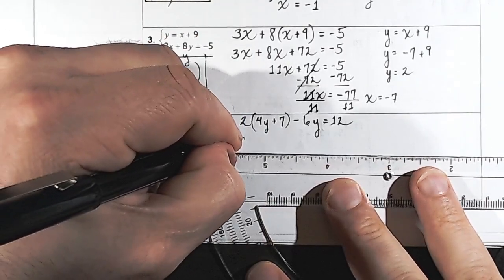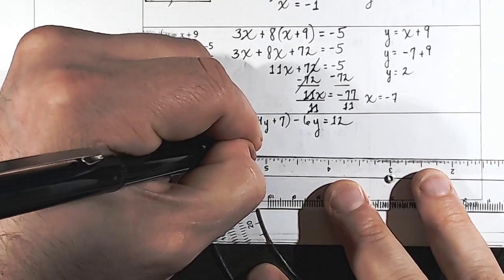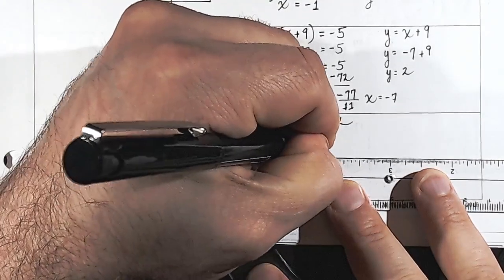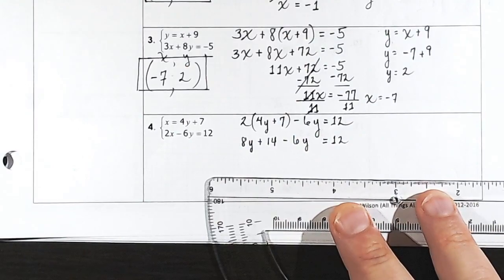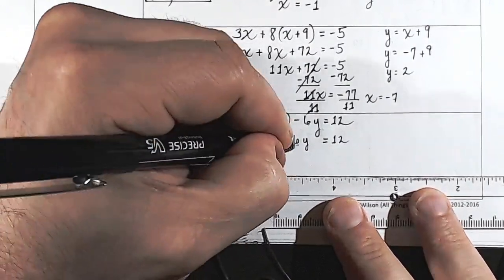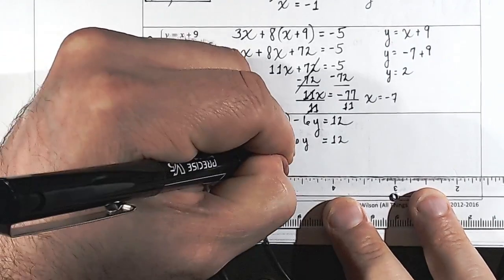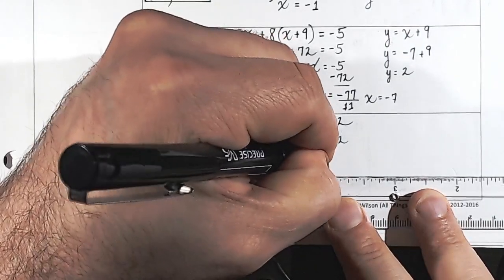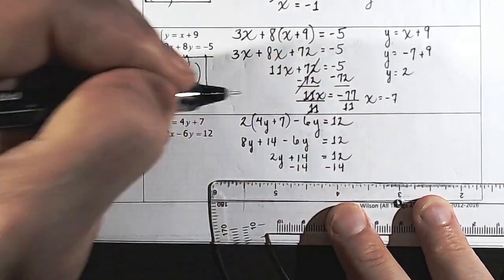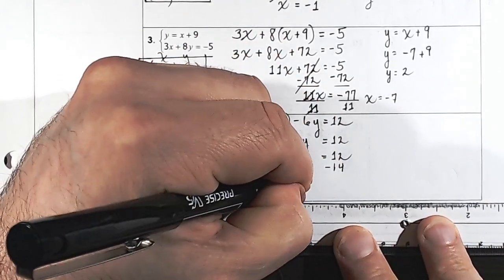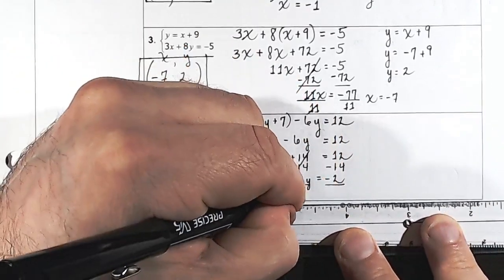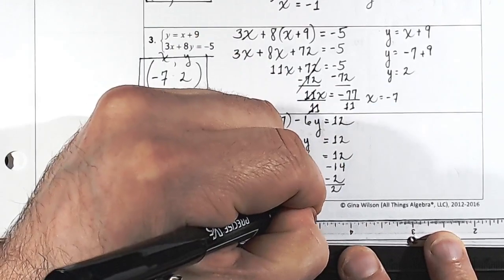I have to distribute this 2, that's 8y plus 14 minus 6y equals 12. Okay, and we can combine these y values here. 8y minus 6y gives me 2y. So now I have 2y plus 14 equals 12. Subtract 14 from both sides, and we get 2y equals negative 2. Dividing both sides by 2 gives us y equals negative 1.